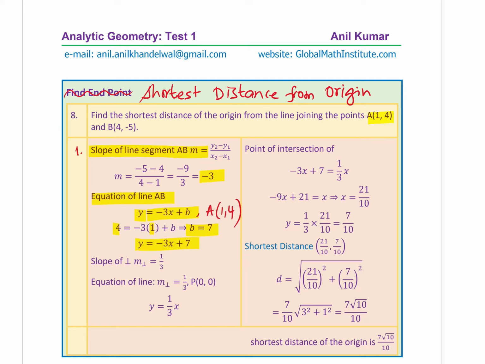And this is the equation of our line AB, right? So this is the equation of the line segment AB. Now it is important to find the equation of the line segment AB since we need to find the point of intersection with the perpendicular, right?